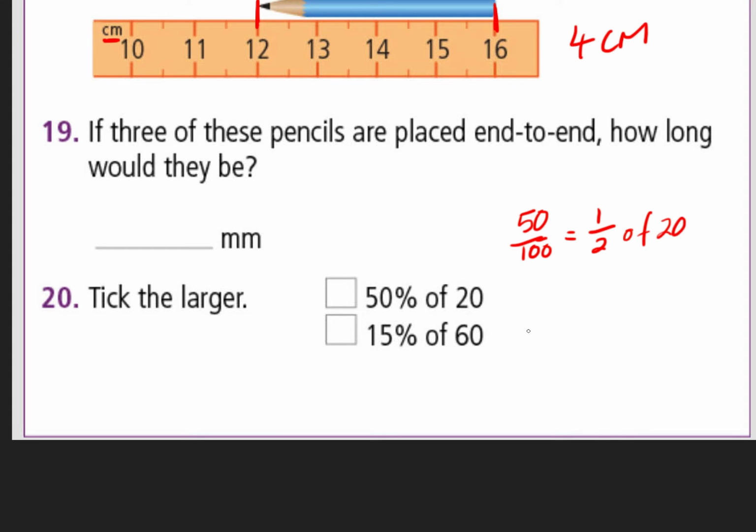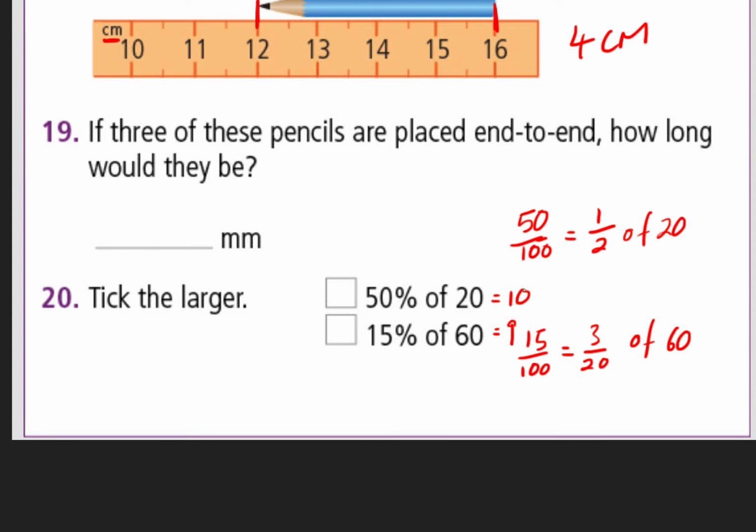Now on the bottom we've got 15 out of 100, 15%. We can simplify that. 5 goes into the top 3 times, goes into the bottom 20 times. So 3/20ths of 60. Now we know that half of 20 for the first one is equal to 10. To find this one it's a little bit trickier. First of all, it's 3/20ths, so we're going to divide by the bottom and multiply by the top. So we take 60, divide it by 20, and we get 3, and then multiply it by the top, and we get 9. So 15% of 60 is equal to 9.